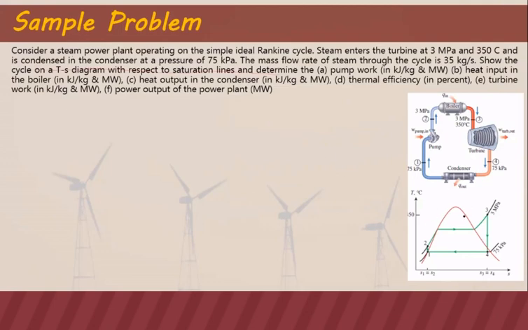So this one is our TS diagram. For our simple Rankine cycle, if you are not yet familiar with the TS diagram, you can review the presentation in lesson number 1. So this is how our TS diagram looks like. The y-axis refers to the temperature, and the x coordinate is our entropy. So that's why we have a TS diagram. And this one is our saturation curve. So this is how our simple Rankine cycle looks like.